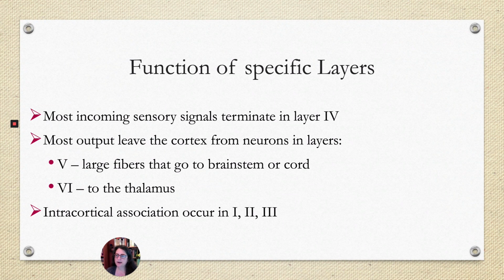We learned that the incoming sensory signals tended to terminate in layer 4, and that's true of a wide amount of the cortex. And then most outputs leave the cortex from layers 5 and 6, and then you have more association and interneuron-like functions in the more superficial 3 layers.